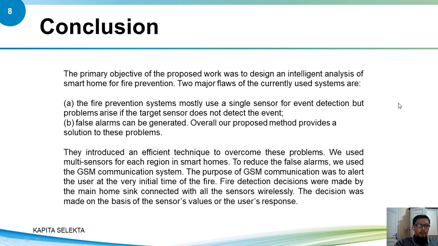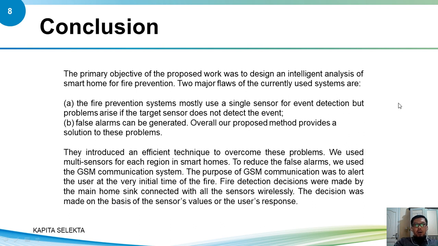Second, false alarms can be generated. Overall, our proposed method provides a solution to the problem. They introduce an efficient technique to overcome the problem. We use multiple sensors for each region in smart homes. To reduce false alarms, we use the GSM communication system.